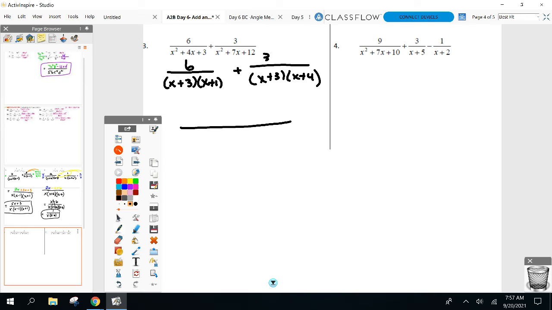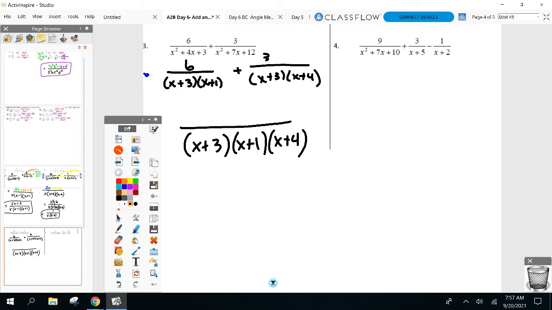Okay, hopefully you guys have common denominator. x plus 3. That was in common, along with an x plus 1, along with an x plus 4. Doesn't matter which order we put. Absolutely not. As long as you gotta have all 3. That's all I care about. Gotta have all 3. Order doesn't matter to me. All right, let's keep going.